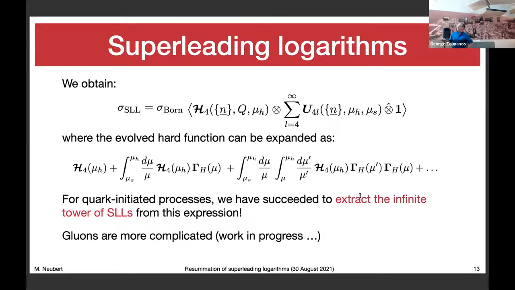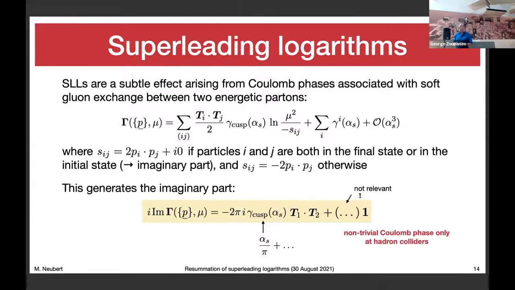So in this approximation, we get this for the superleading log contribution to a cross section: the Born cross section times hard function H4, the evolution function, and one for the matrix element. And the evolution function, the path-ordered exponential, is defined by its Taylor series, where the ordering shows up in the limits of these integrals. Now, for quark-initiated processes, we have succeeded in extracting the superleading logs in this infinite series. Gluons are more complicated. We haven't published anything. It's work in progress, but we're pretty confident that the same can be done there, it will just be more complicated.